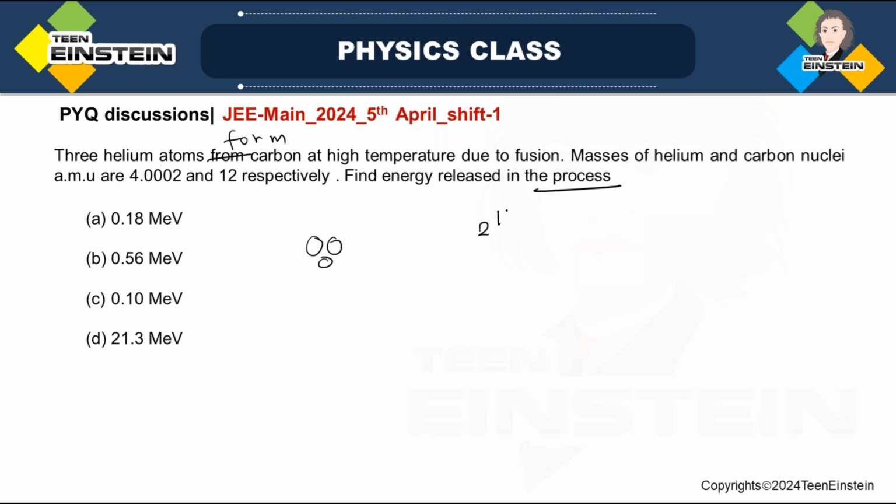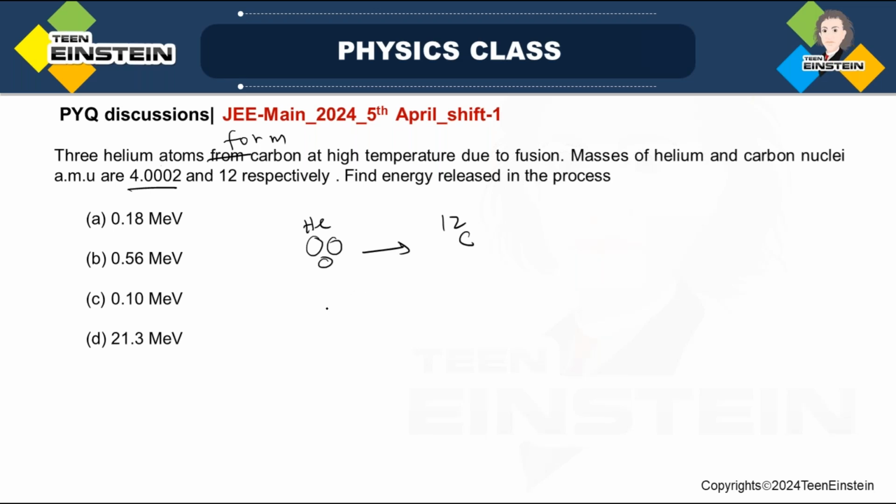As you know, helium is actually 2He4, so it has mass nearly 4. If I take 3, then I'm getting nearly 12. Carbon has mass 12 as well. So suppose there are 3 helium which are fused at very high temperature to form carbon 12. The mass of each helium is given as 4.0002, and this is 12, the mass of the carbon.